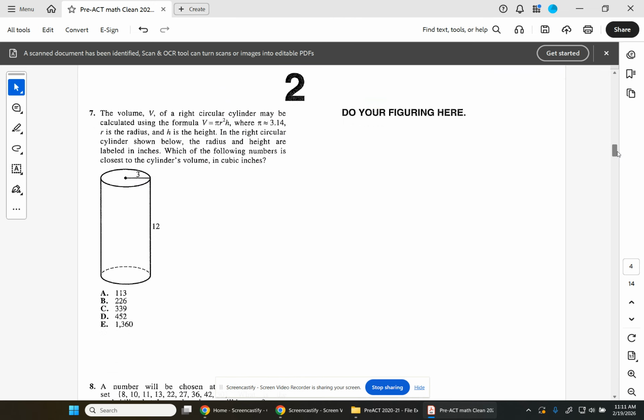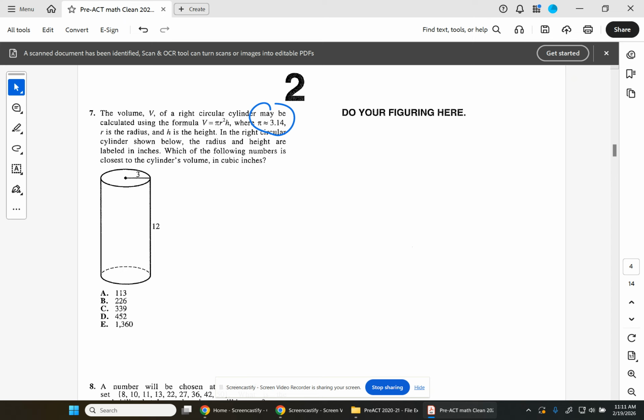Okay. Number 7. They even give you the formula up there. So you need to remember what pi is. No, you don't. Look, they give that to you. Okay, there you go. The volume of a right cylinder may be calculated using the formula volume equals pi r squared times h. r is the radius, h is the height in the circular cylinder below, the radius and the height.